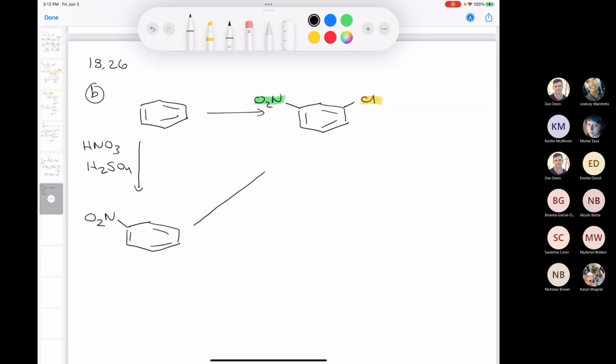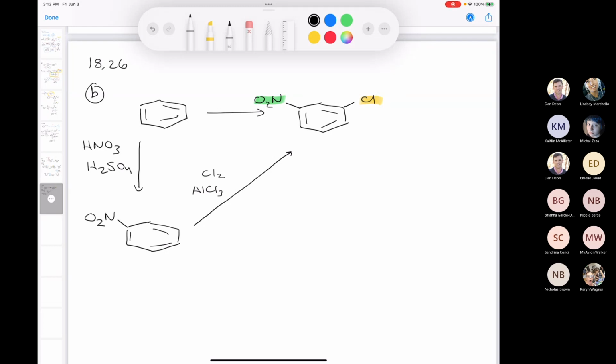Now, to get to the final product, all you got to do is a chlorination. You could use chlorine and iron 3 chloride, but you could also use chlorine and aluminum chloride. That will work too. And that's it. So that's a two-step reaction, a little bit simpler than the first one.